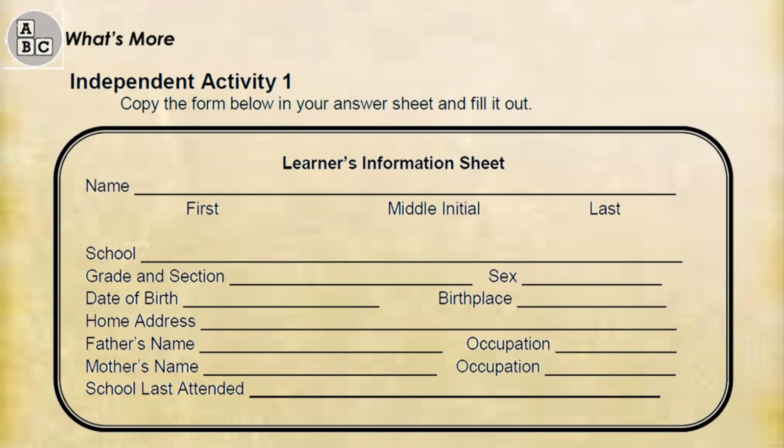Copy the form below in your answer sheet and fill it out. Learner's information sheet. Name: first, middle initial, last. School. Grade and section. Sex. Date of birth. Birthplace. Home address. Father's name. Occupation. Mother's name. Occupation. School last attended.